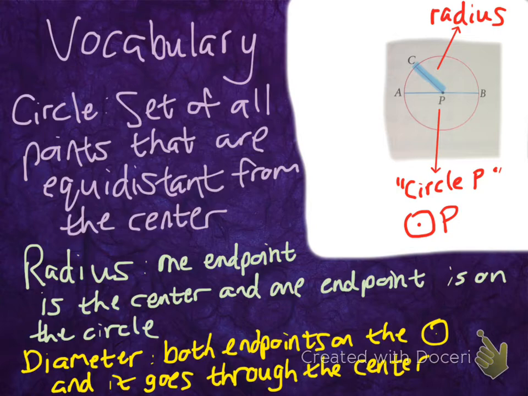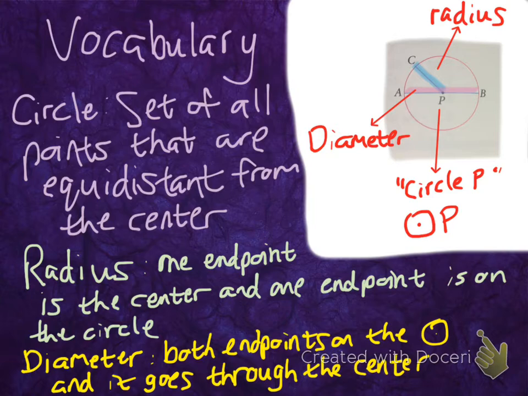So both endpoints are on the circle and it goes through the center. The only one of those diagrammed here is AB: A is on the circle, B is on the circle, and it goes through the center P. So AB in this case would be considered a diameter. It's the only one diagrammed here. You could also call it BA if you want to go the other direction.